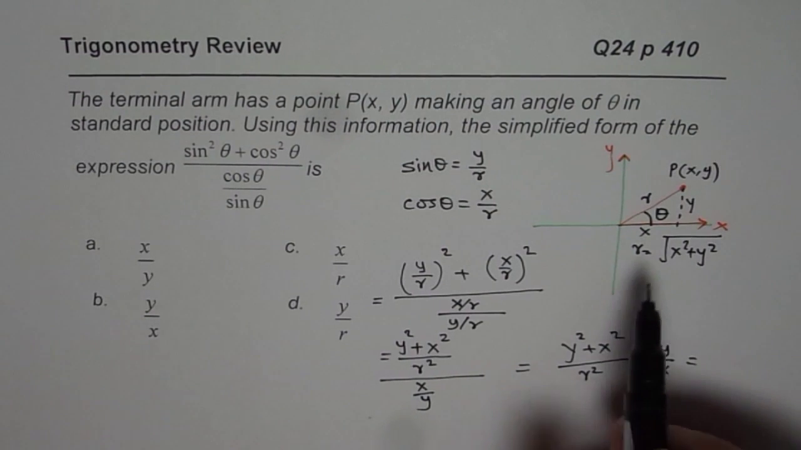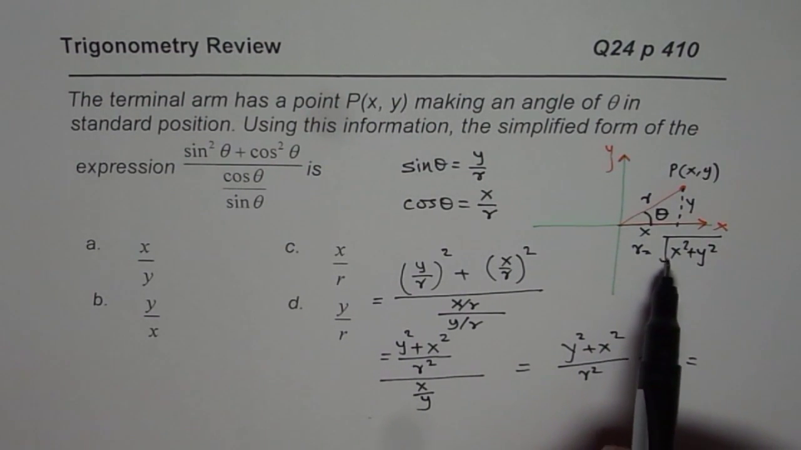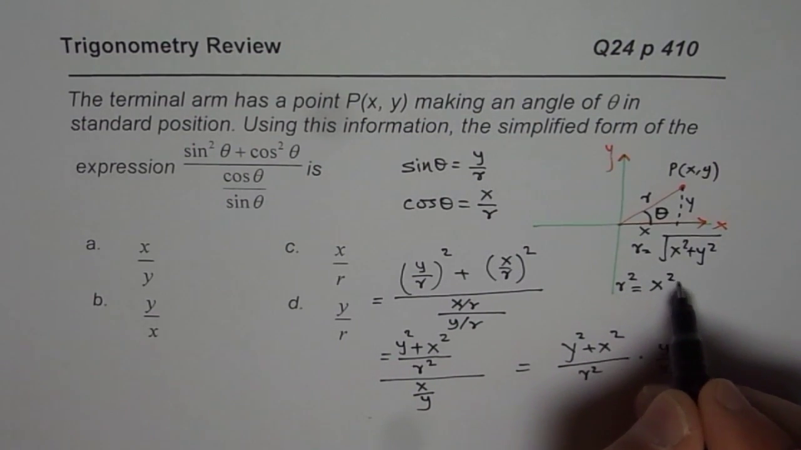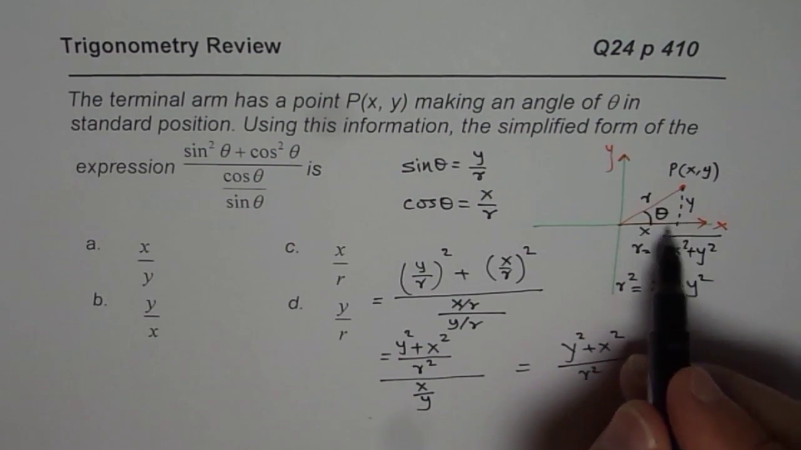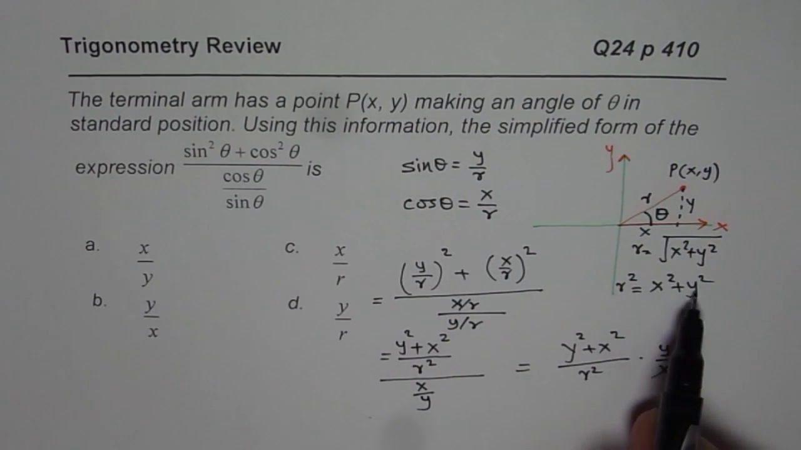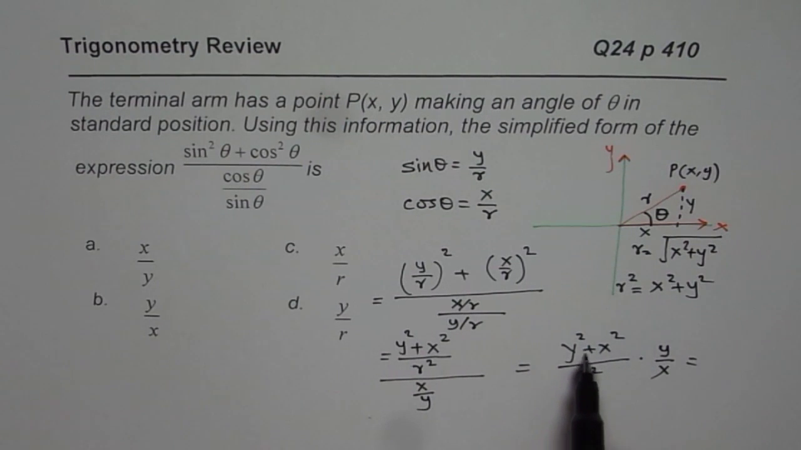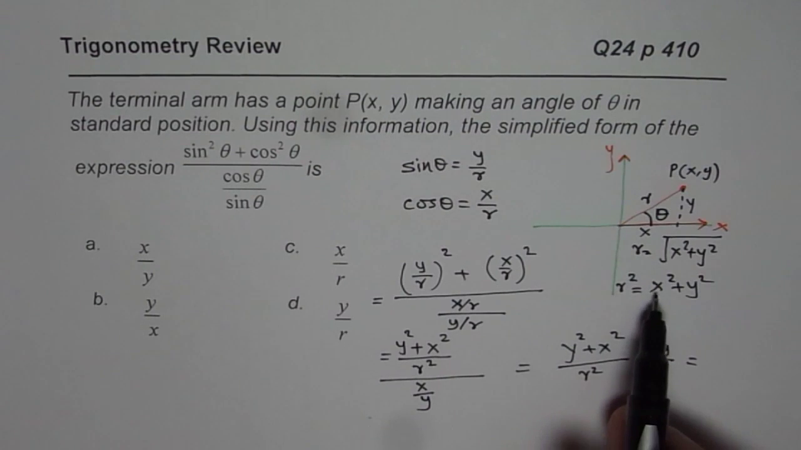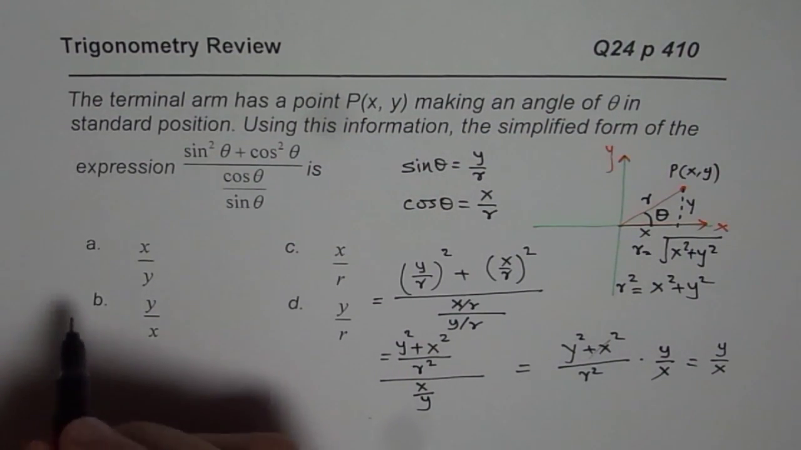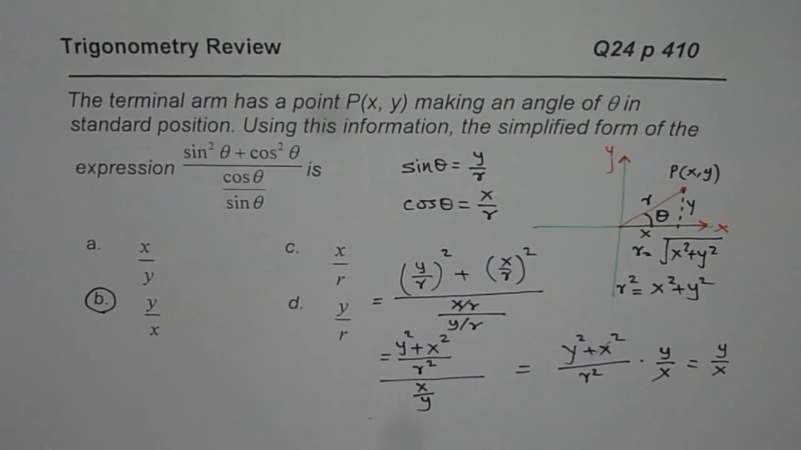Perfect. Now as I said, r is equal to the square root of x square plus y square, or I could also write r square is x square plus y square using the Pythagorean theorem in this triangle, right? So instead of r square, we could write x square plus y square. So you can see that the first term indeed is 1, since r square is x square plus y square, so it cancels out. So we are left with y over x. Do you see that? So y over x is the solution for us.